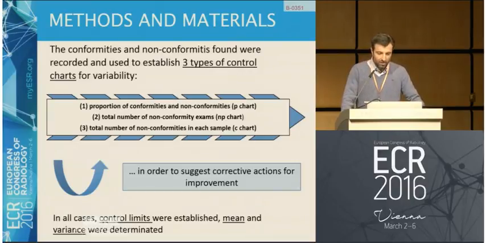So the conformities and non-conformities found were recorded and used to establish 3 types of control charts for variability. The first one, proportion of conformities and non-conformities, the P chart. The second, total number of non-conforming exams, the NP chart. And the third, total number of non-conformities in each sample, the C chart. Our aim at the end is to suggest corrective actions to improve the non-conformities. In all cases, control limits were established, and mean and variance were determined.